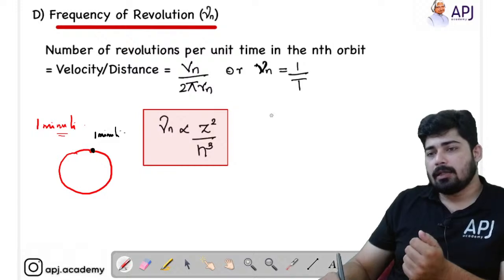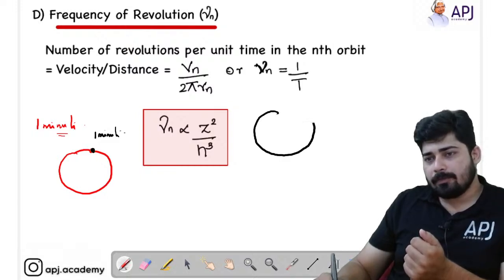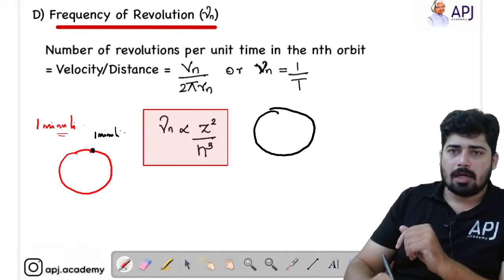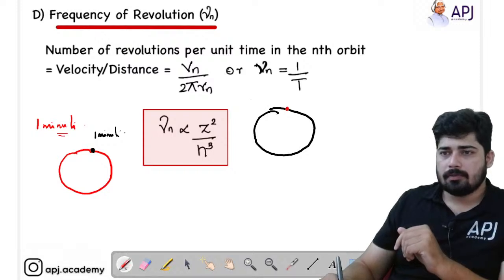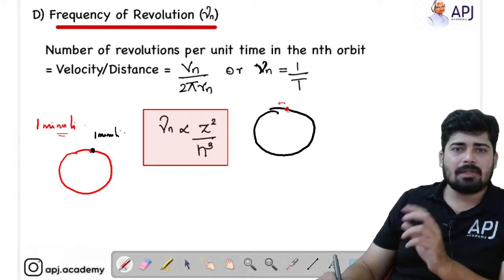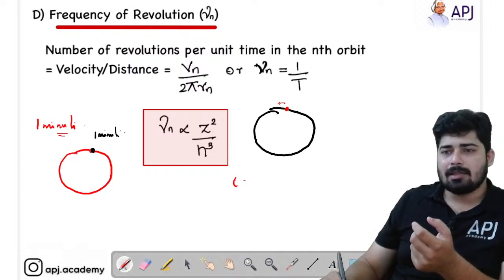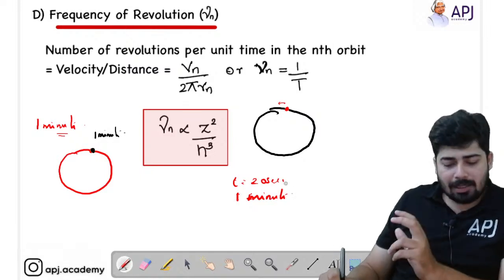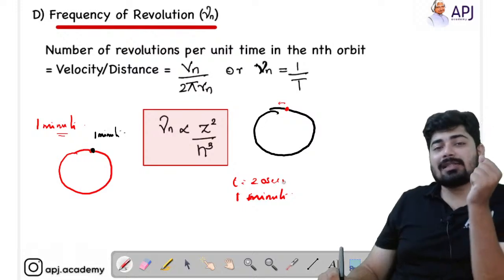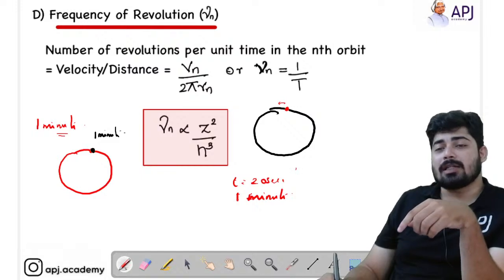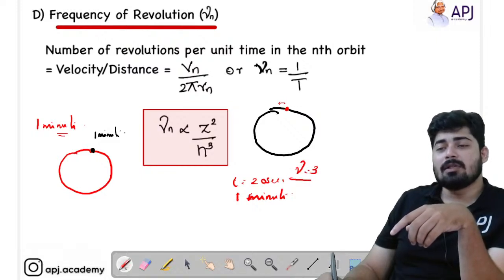Let's consider this is a 200 meter circle, and our beloved Usain Bolt is standing here. Now Usain Bolt starts running. For completing 200 meters, he only requires 20 seconds, right? So in 1 minute, how many revolutions does he take? He just takes 3 revolutions. That means the frequency of his revolution is equal to 3.